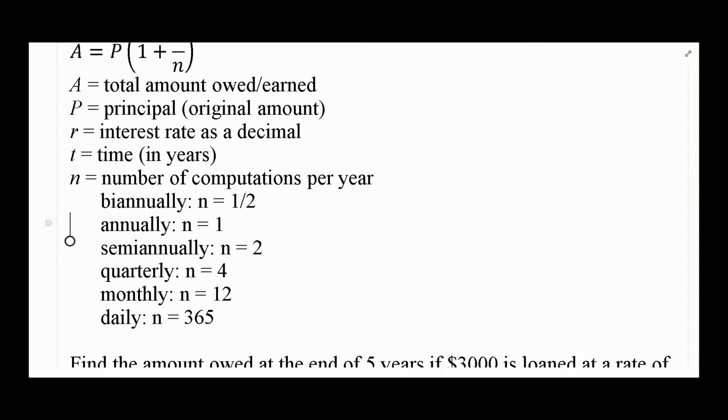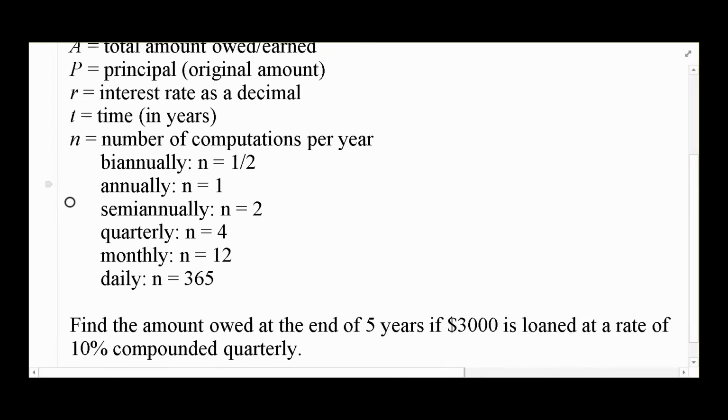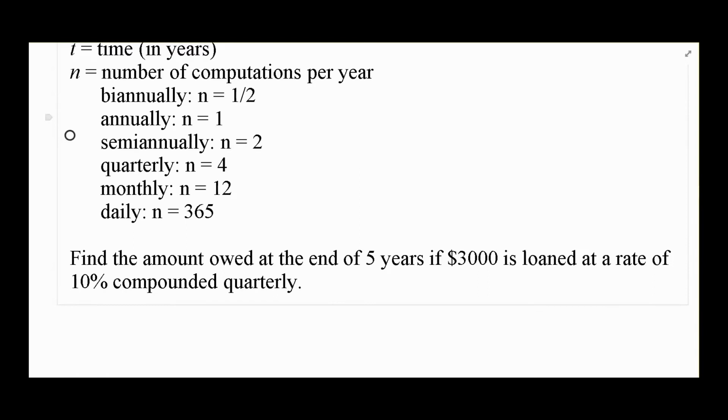Annually, of course, means once a year, so n is 1. Semi-annually means twice every year, so n is 2. Quarterly, of course, there's 4 quarters to a year, so n is 4. And monthly would be n equals 12. There's 12 months to a year. Now, if we have daily interest, for the purposes of this class, for the purposes of our calculations, we're going to agree to use 365 for n.